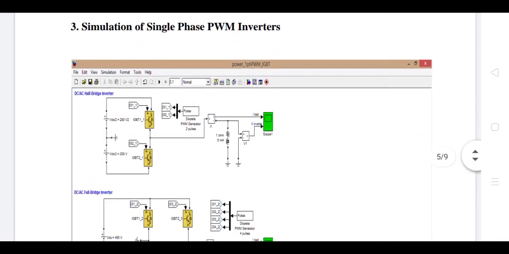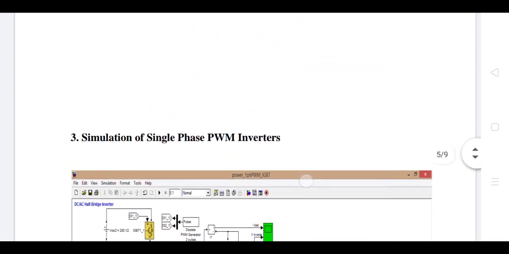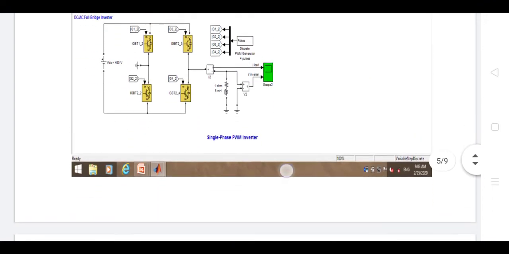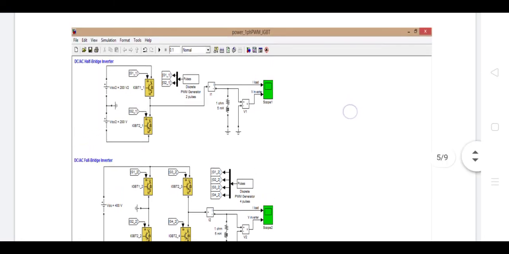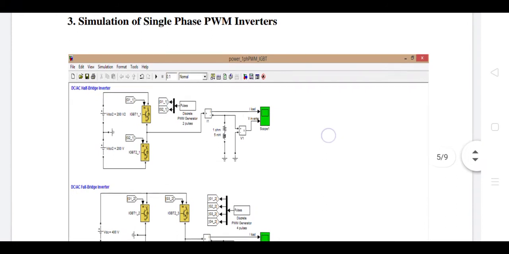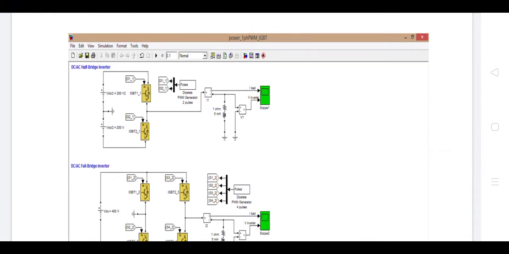When we give the pulse to the IGBT, various pulse techniques are used. One is the pulse width modulation technique, and another one is the space vector modulation technique. But here we saw the simulation of the pulse width modulation technique for the inverter, and how the pulse width modulation technique works in inverter functioning.